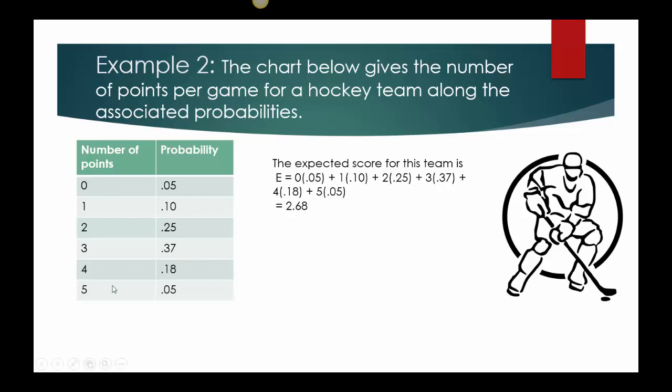You can see over here that I have this equation where I took each of the outcomes, 0, 1, 2, 3, 4, and 5, and I multiplied it by the corresponding probability I could find in the table. After I did the multiplication and the addition of all the outcomes, I got 2.68, so that tells me on average how many points I expect this team to score.